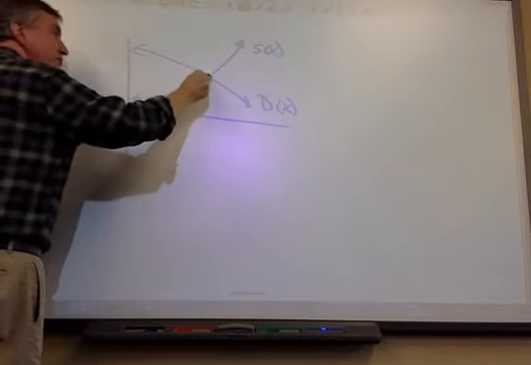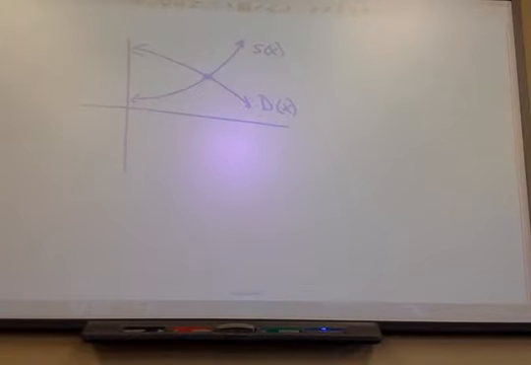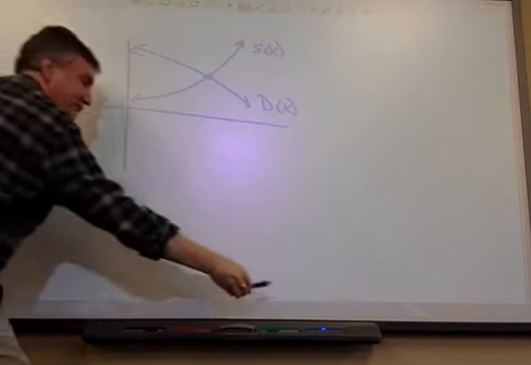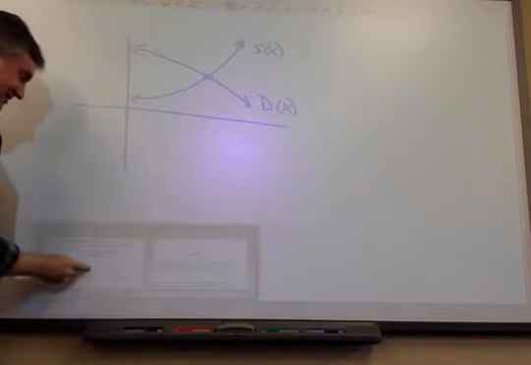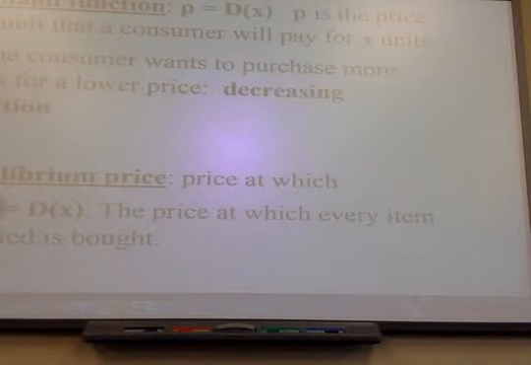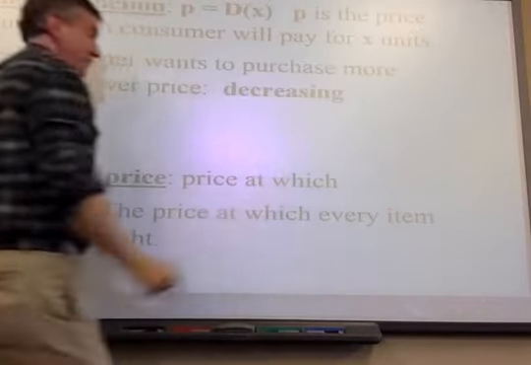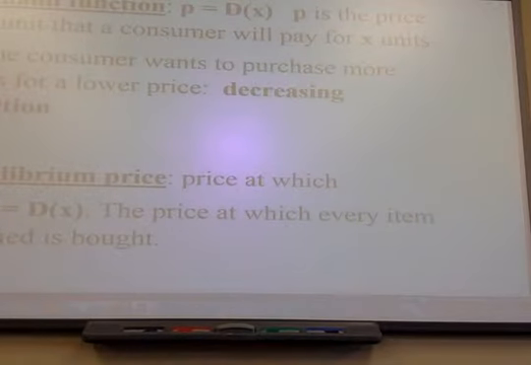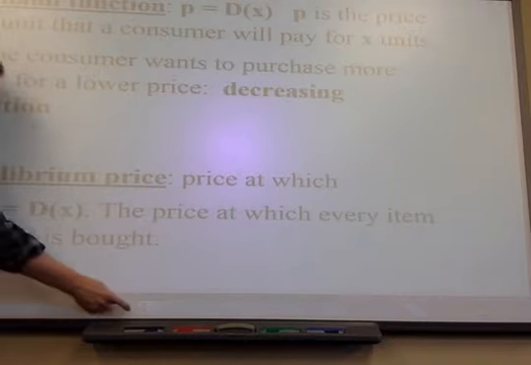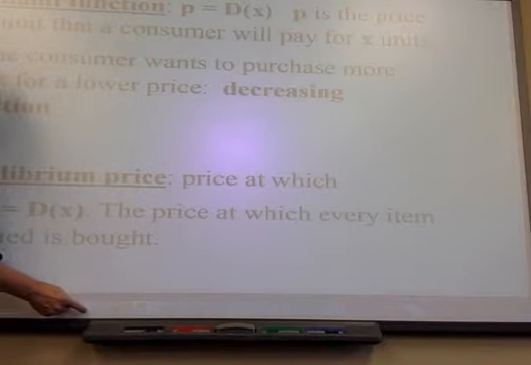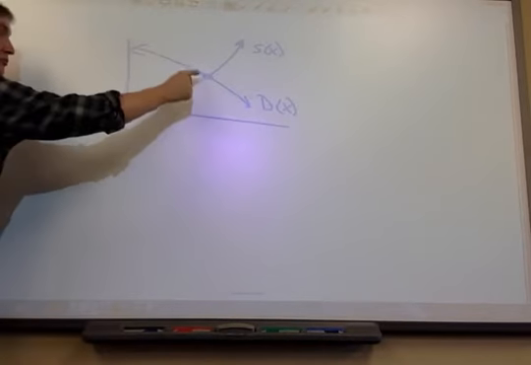Okay. And we're going to be interested where they meet, and we're going to call that point of equilibrium. And I don't have to move it again. Equilibrium price, price at which S of x equals D of x. Okay? Price at which every item supplied is bought. So basically, what they want you to do, if you can set your price to the equilibrium price, that's going to be optimal. All right?